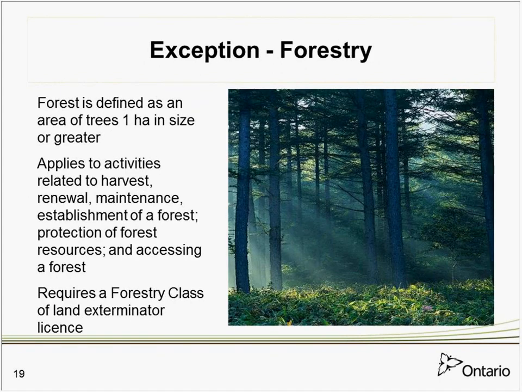The forestry exception is a significant one, especially for dog strangling vine and a number of the forest invasive plants. First, a forest is defined as an area of trees that's 1 hectare in size or greater. This exception applies to activities related to the harvest, renewal, maintenance and establishment of a forest, protected forest resources, and accessing a forest for either of those things. It does require a forestry class of land exterminator license. That is important to note, the difference.